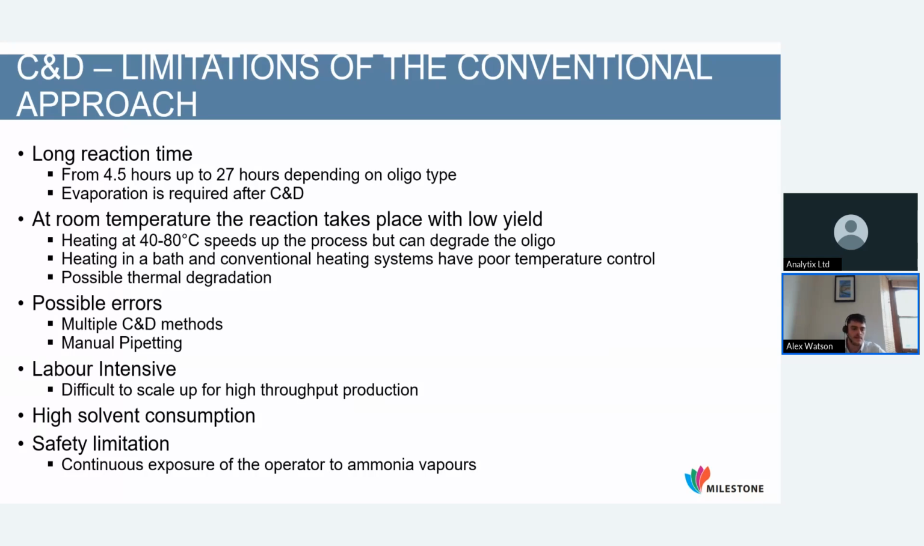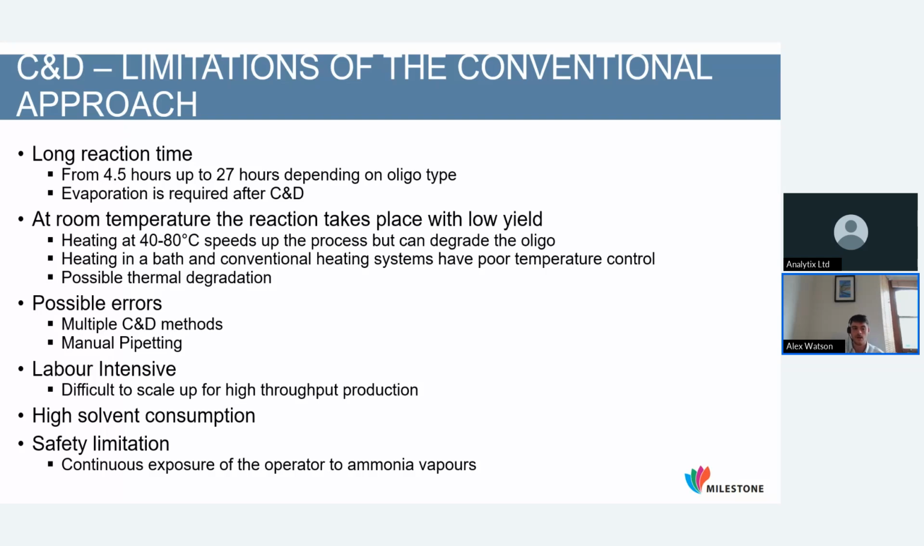Again, it's a manual step. So we're introducing the chance of human error, be it not dosing your C&D reagent, or introducing contamination between your oligos. It's labor intensive. It takes a user a lot of time to do all of these pipetting and drying steps. And that means that it's really difficult to scale up. It's hard to bring that from lab scale to large scale production of oligos.